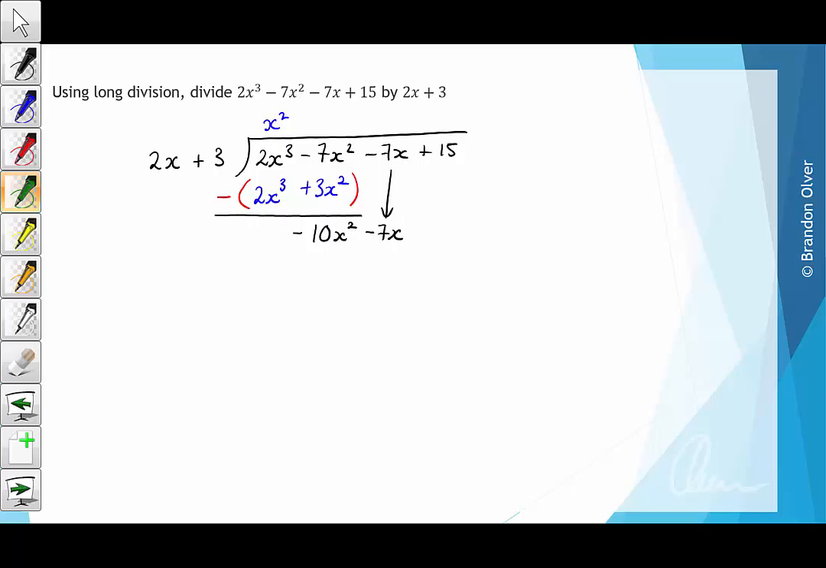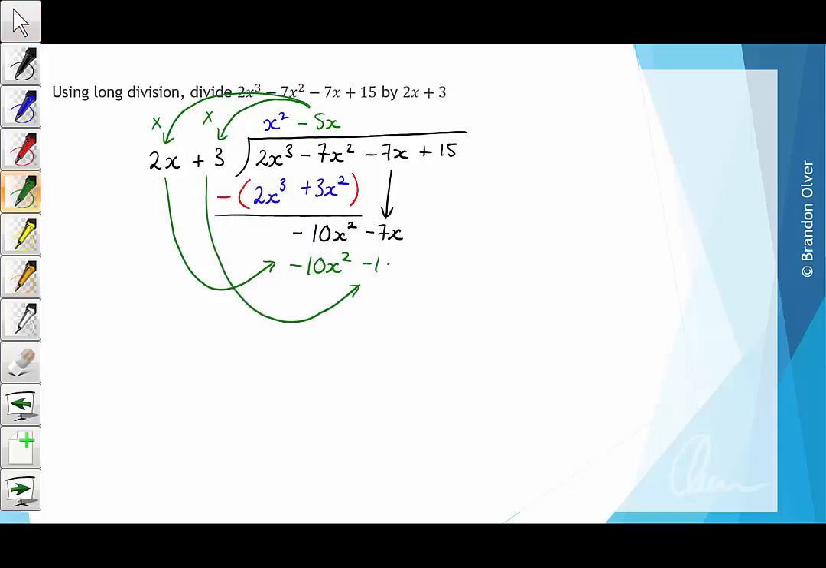So next up, we need to work out what is the factor that multiplies by 2x to give negative 10x squared, and that's going to be minus 5x. So minus 5x, when we multiply that by 2x, will give minus 10x squared, and multiplied by 3 will give minus 15x. Again, we're going to subtract the terms we've just found from the terms above.